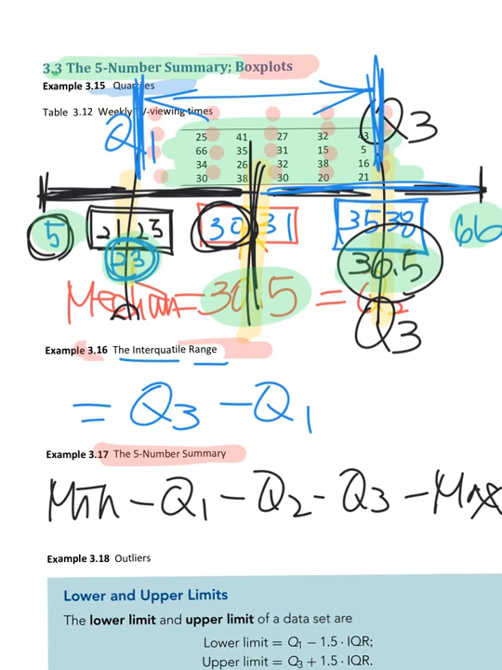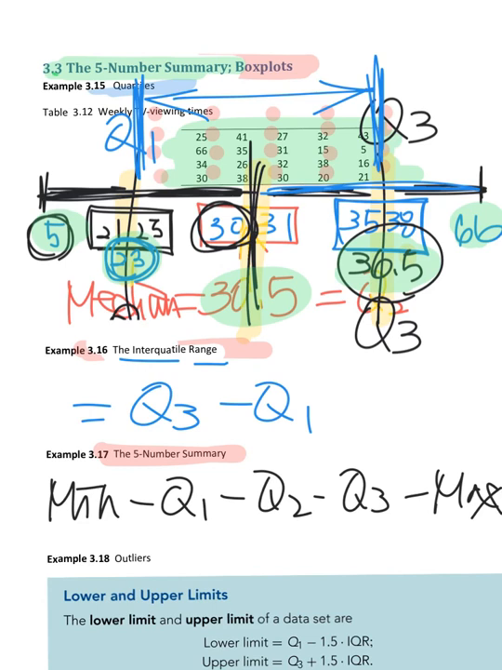Teacher, question. How can we find Q1 and Q3 fast? How are we going to do it? We have to take the three quartiles, which is actually five numbers, and then take the interquartile range.